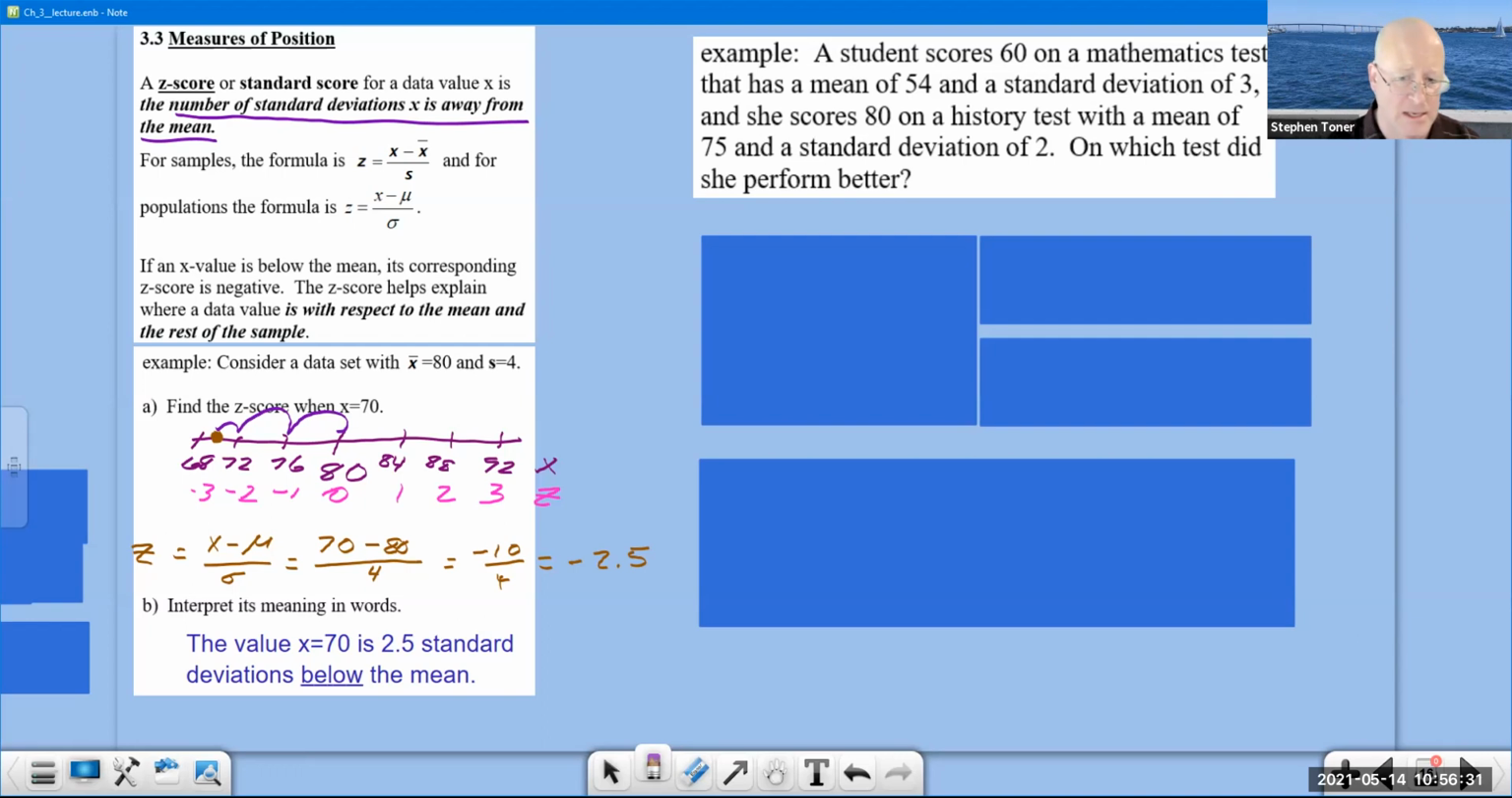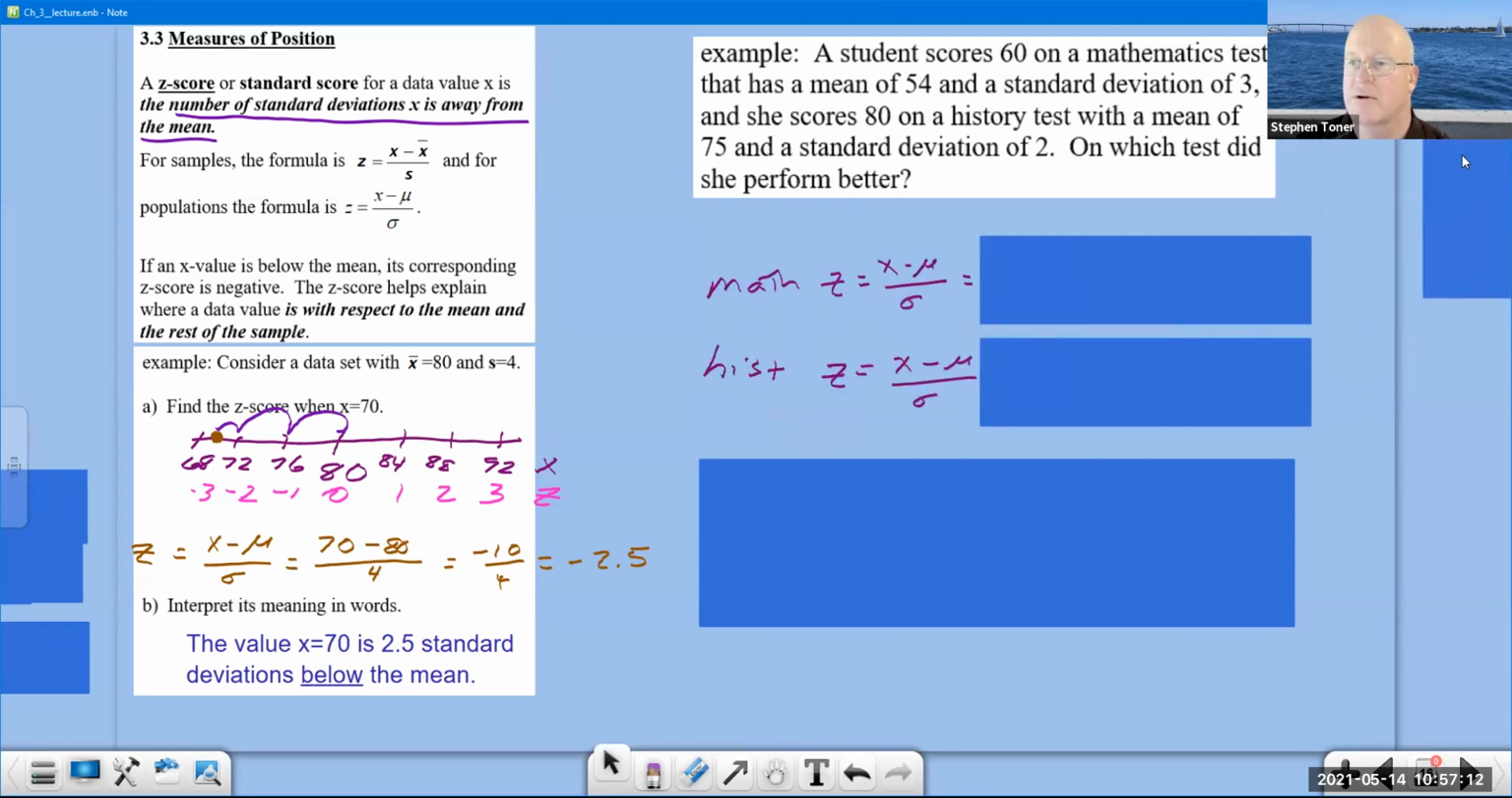Now in this next example, a student scores 60 on a math test that has a mean of 54 and a standard deviation of 3. Okay, that's the math test. And she scores 80 on a history test with a mean of 75 and a standard deviation of 2. On which test did she perform better? Well, obviously 80 is higher than 60, but we're talking about on which test does she score better relative to the mean, which means I'm going to need to find a z-score for her performance on each test.